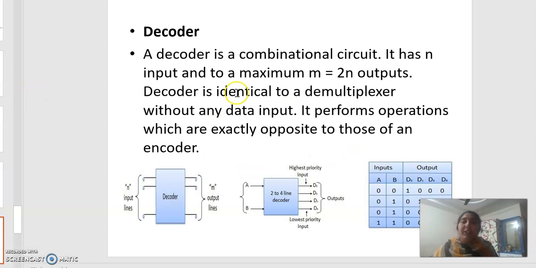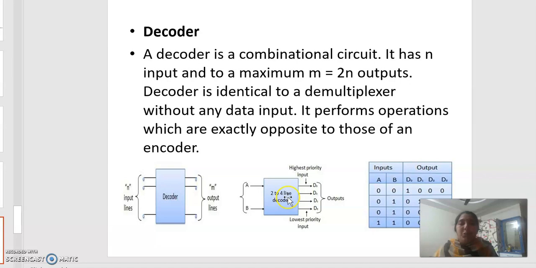And the next combinational circuit is the decoder. A decoder is a combinational circuit. It has n inputs and a maximum of 2 power n outputs. Decoder is identical to the demultiplexer without any data inputs. It performs operations which are exactly opposite to those of the encoder. So this is the block diagram of a decoder where it considers n input lines and m output lines.